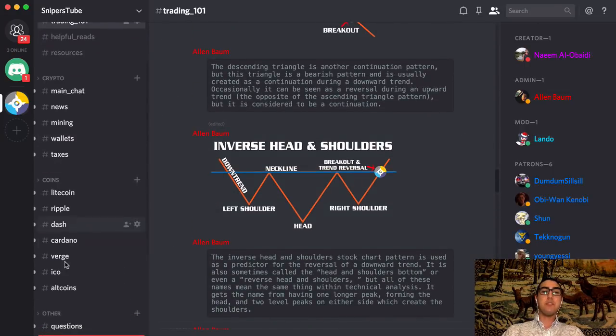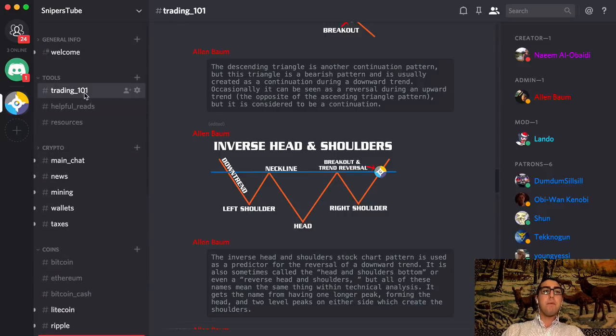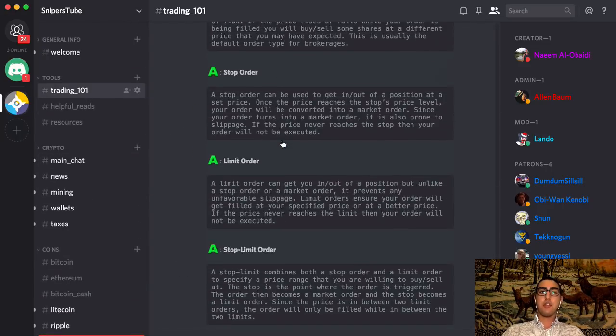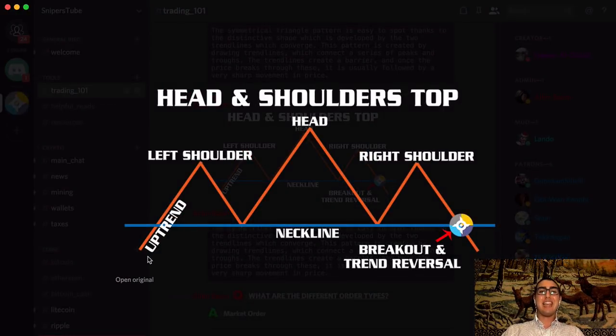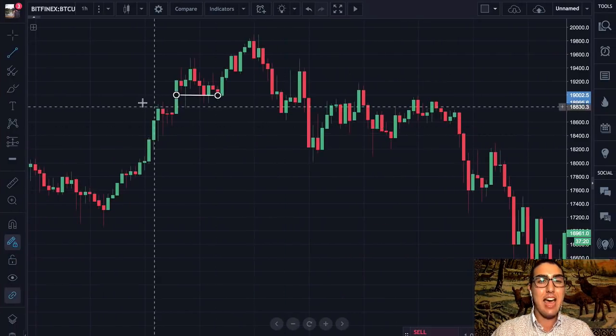We also just added some new coins to our coin area, so I'd definitely check that out if I were you guys. But when you go to Trading 101, you can actually go down and look at what a head and shoulder top really is. It will show you exactly how it's formed and where the breakout and trend reversal occurs. As you guys can see, there's a left shoulder, head, right shoulder, and there's a neckline. I'm going to show you guys exactly how you can draw this out.